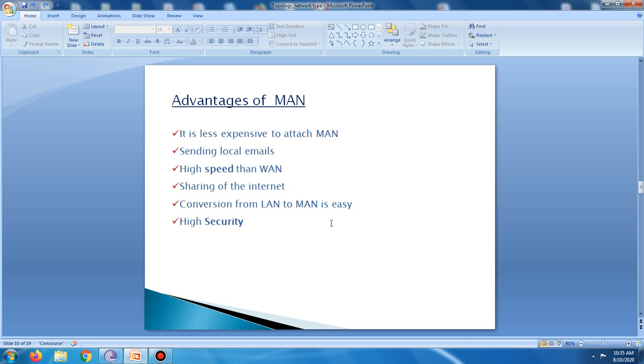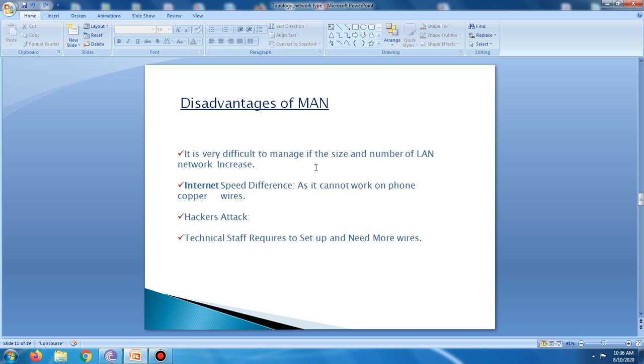Okay. Advantages of MAN. It is less expensive to attach a MAN. Sending local emails, higher speed than WAN, sharing of the internet or other things. Conversion from LAN to WAN is easy, high security. Okay, so disadvantages: it is very difficult to manage if the size and number of LAN networks increase, as it cannot work on phone copper wires, hacker attacks. Technical staff is required to set up and it needs more wires. It is one of the major drawbacks in a MAN network.